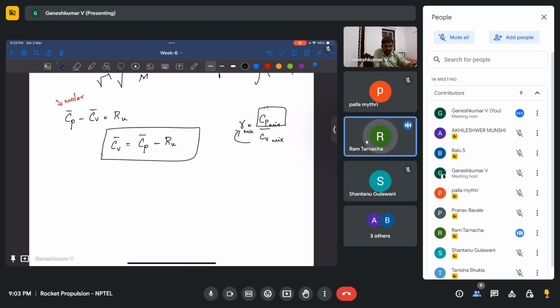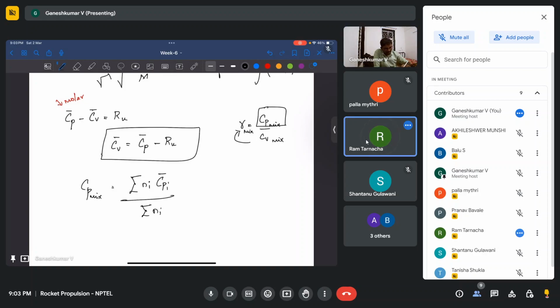CP of mixture? There are two chemicals, two items. So it has to be mole fraction weighted CP. The mole fraction weightage has to be there. So if it is on a molar basis, if CP is in joules per mole Kelvin, then you just multiply with the number of moles, add them, and then divide by the total number of moles.